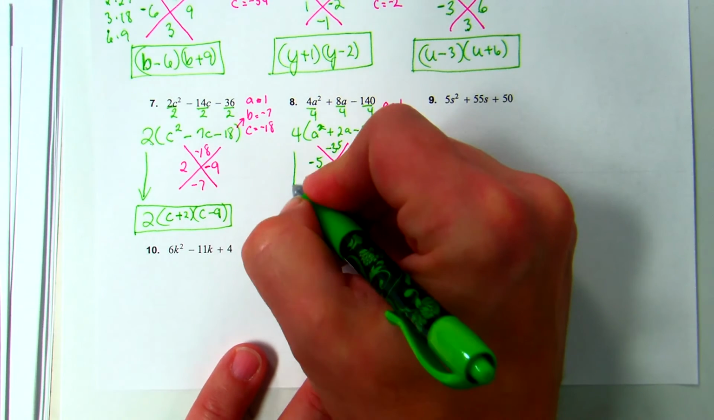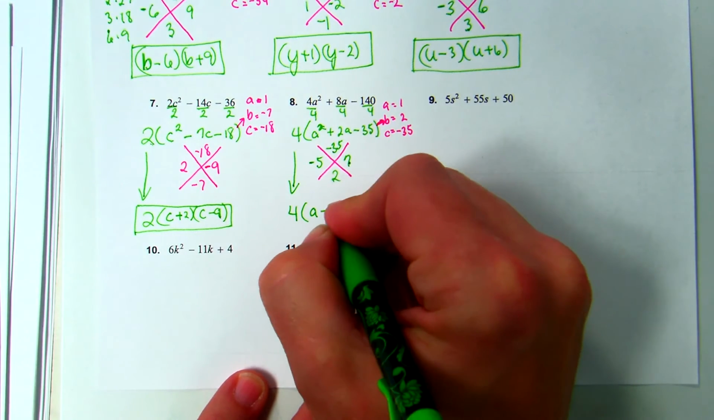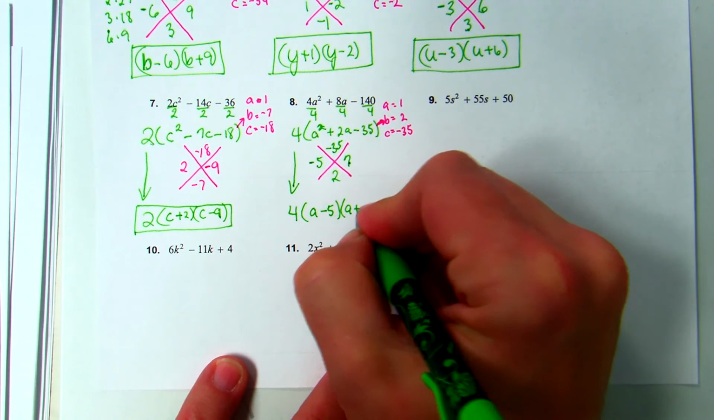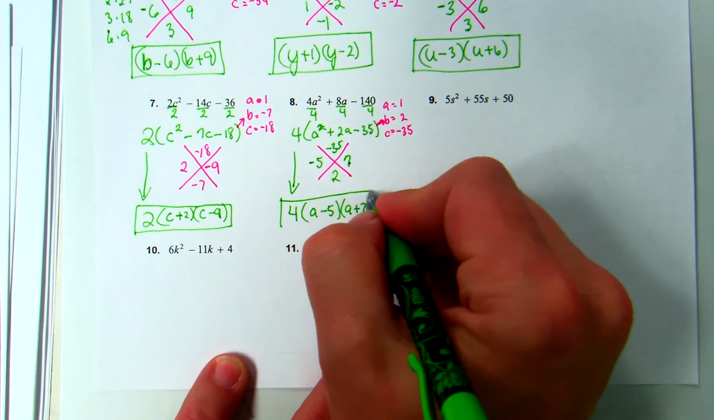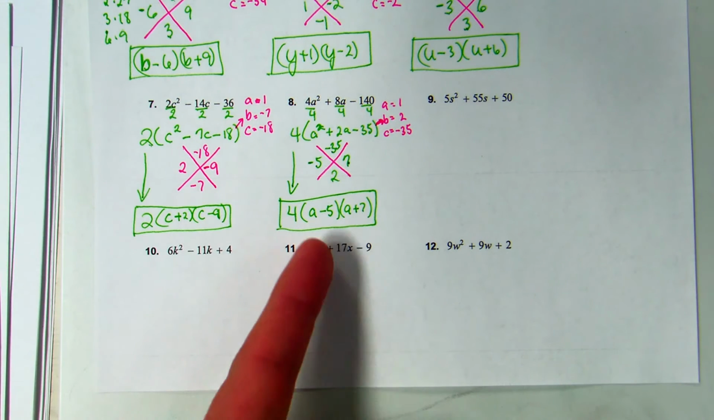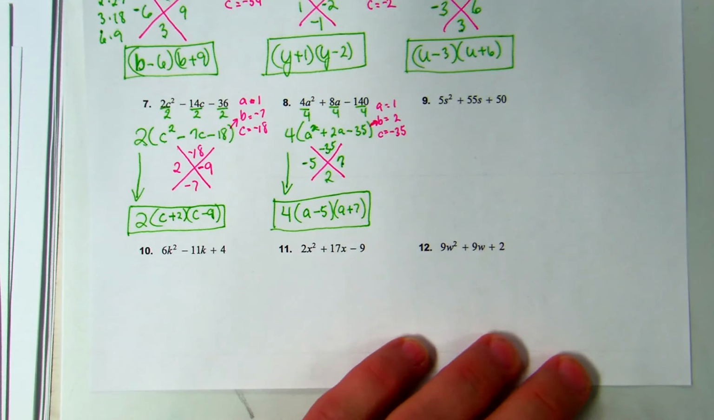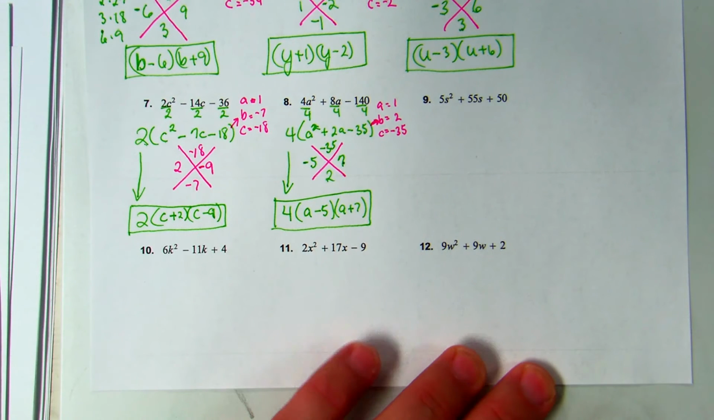So don't forget your factored out 4. We're going to have A minus 5 times A plus 7. And that is the factored form for number 8. And the question is asked if it matters what order these are in, and it doesn't. It can be 4 times A plus 7 times A minus 5. Remember that multiplication is commutative, so the order does not matter when you're multiplying. You can rearrange that order, and it's still the same resulting answer.